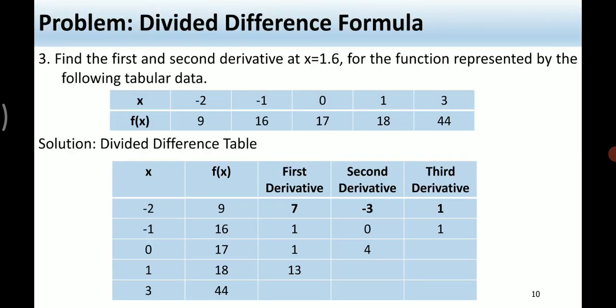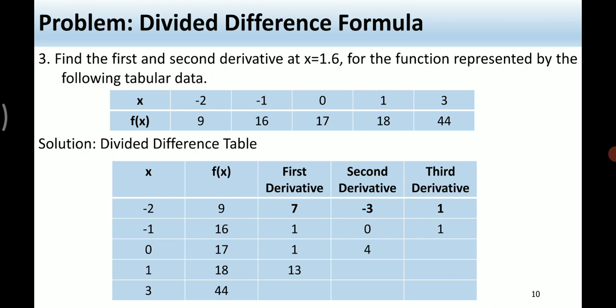See, the next problem we have is based on the divided difference formula. The question given is, find the first and the second derivative at x is equal to 1.6 for the function represented by the following tabular data. The data given are x is equal to -2, -1, 0, 1 and 3. These are your x values, and f of x values are 9, 16, 17, 18 and 44. So these are the values that are given. We have to find the first as well as the second derivative at x is equal to 1.6.